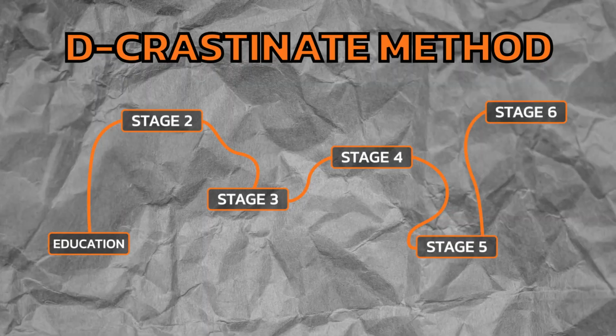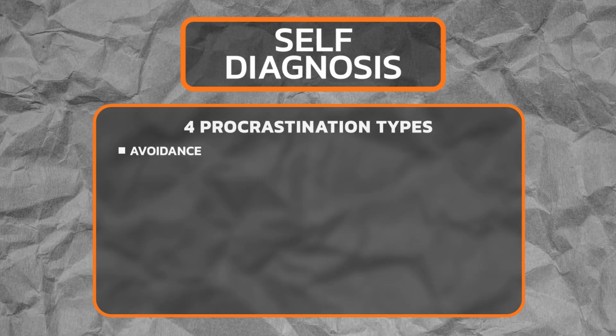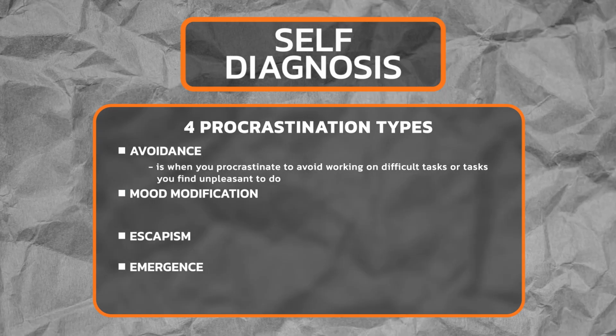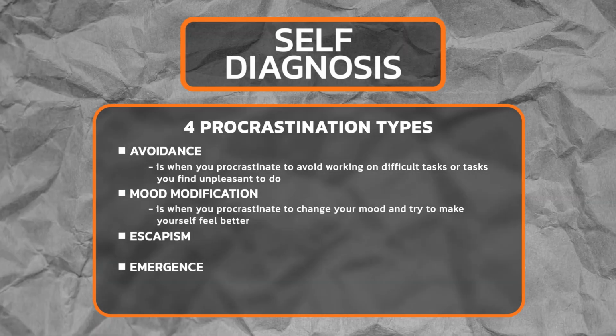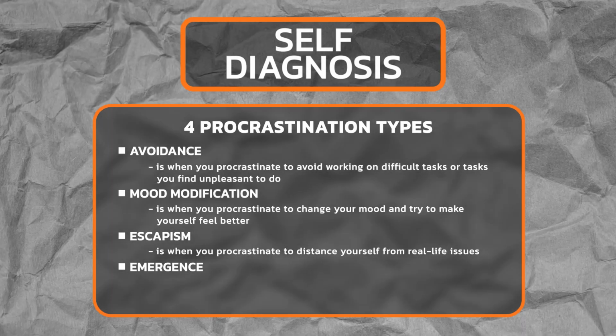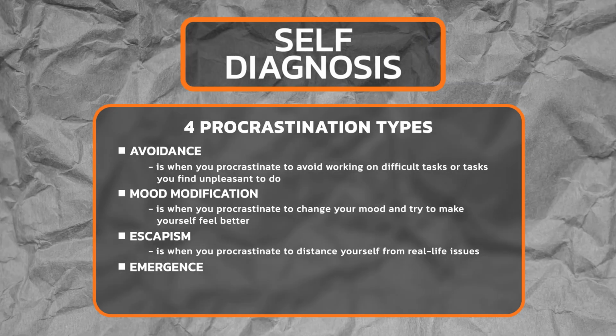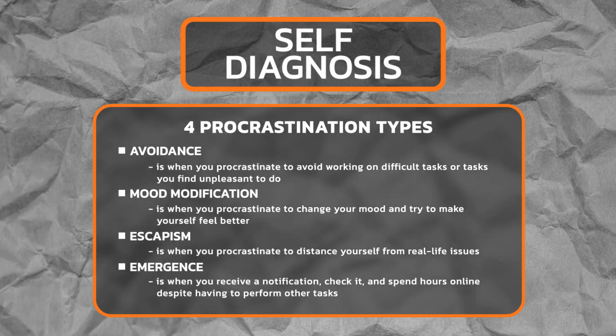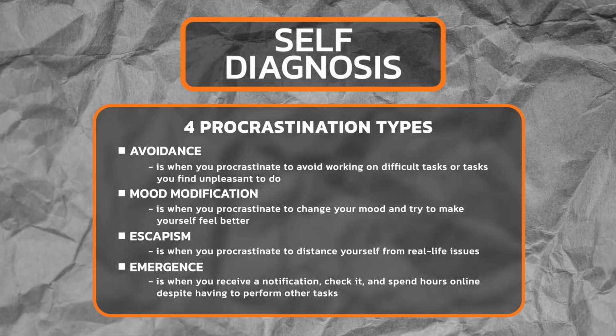The second stage of the D-Crastinate method is self-diagnosis. Here, we learn about the different kinds of procrastination and learn about the features of social media that facilitate these behaviors. There are 4 procrastination types. Avoidance is when you procrastinate to avoid working on difficult tasks or tasks you find unpleasant to do. Mood modification is when you procrastinate to change your mood and try to make yourself feel better. Escapism is when you procrastinate to distance yourself from real-life issues. Emergence is when you receive a notification, check it, and spend hours online despite having to perform other tasks.